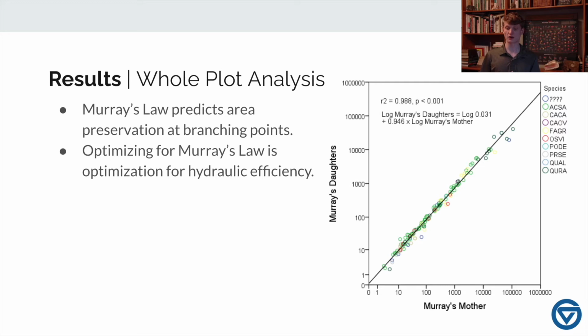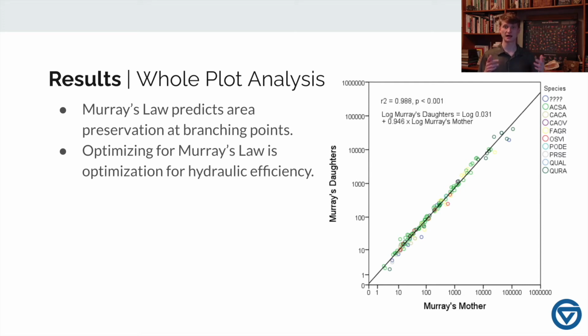So looking at this graph, on the x-axis, we have the mother values according to Murray's Law, and on the y-axis, we have the daughter values according to Murray's Law. So every point on that chart is one of the individuals in the plot. And as we can see, we've got a really strong R squared. It's pretty consistent. A slope of 1.0, and we're not that far off 1.0, would mean that a tree was optimized for Murray's Law, that it was optimized for hydraulic efficiency, and most of the trees fit on a line pretty close to that, which is what we'd expect.